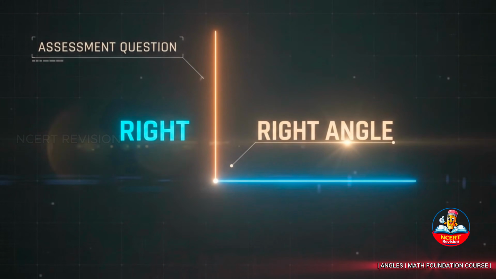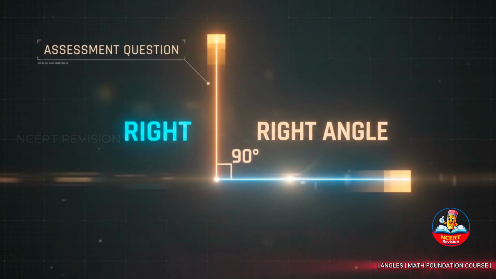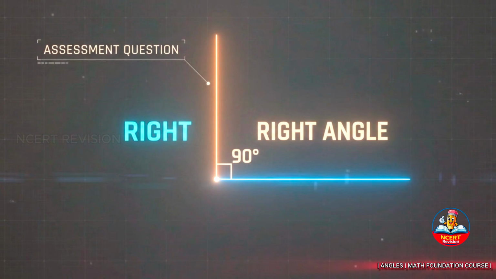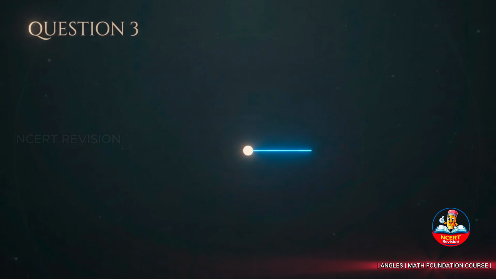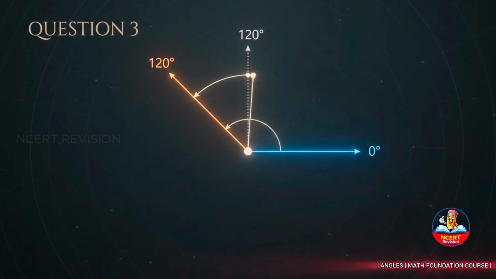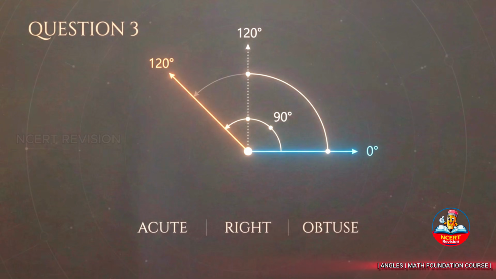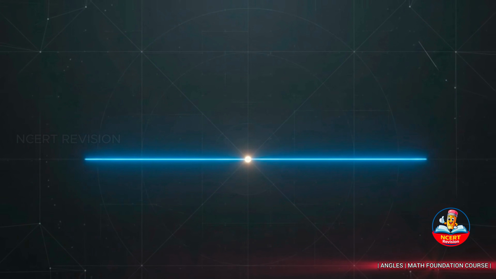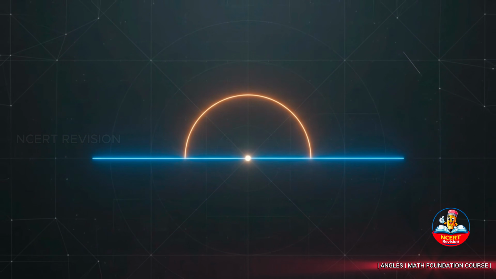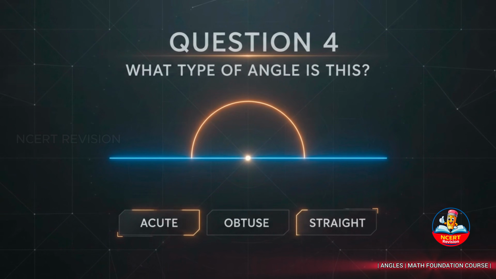Let's check. It's a right angle because it measures exactly 90 degrees, and its two rays are perpendicular. Question 3. Look carefully. Is this angle acute, right, or obtuse? Choose your answer. Question 4. Look carefully. Is this angle acute, obtuse, or straight?